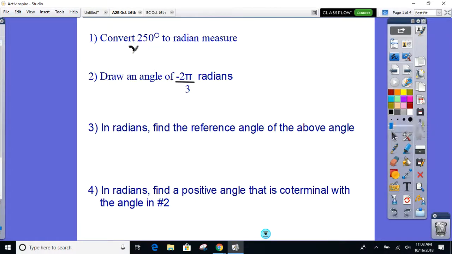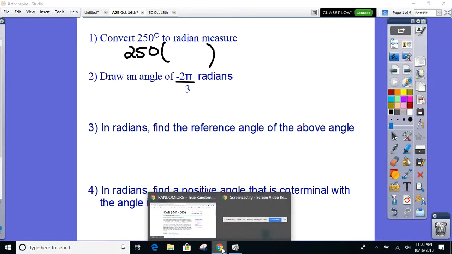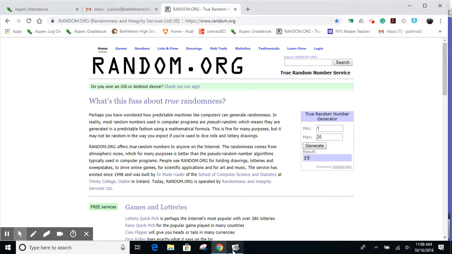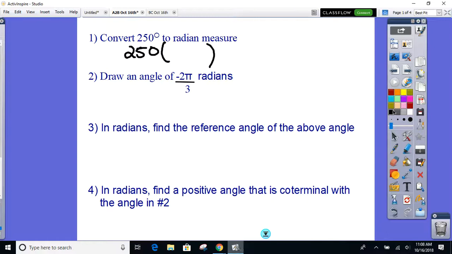250 degrees, radian measure. You should know how to use your formula sheet to convert that. What do I have to multiply 250 by here? Pi over 180. I keep the pi in my answer because that tells me you're dealing in radians.